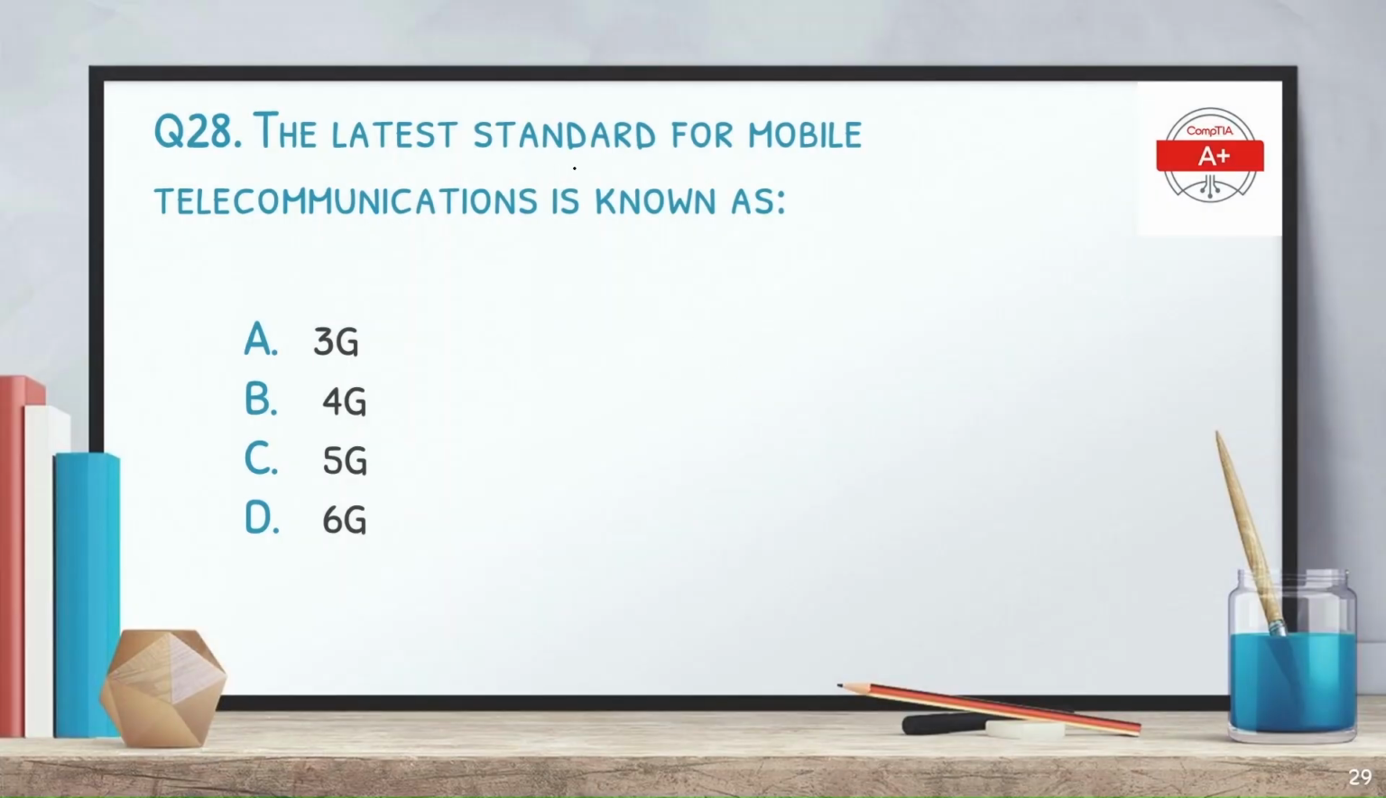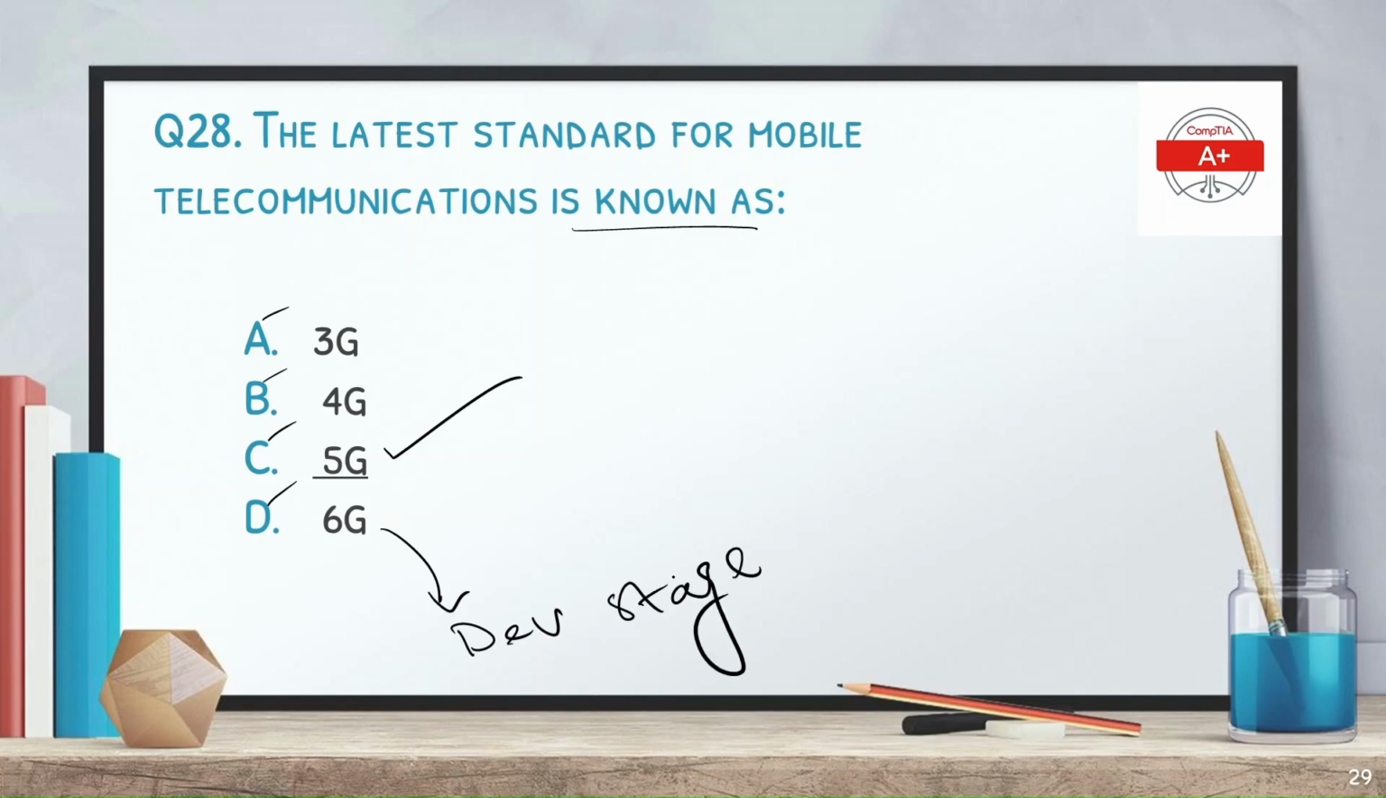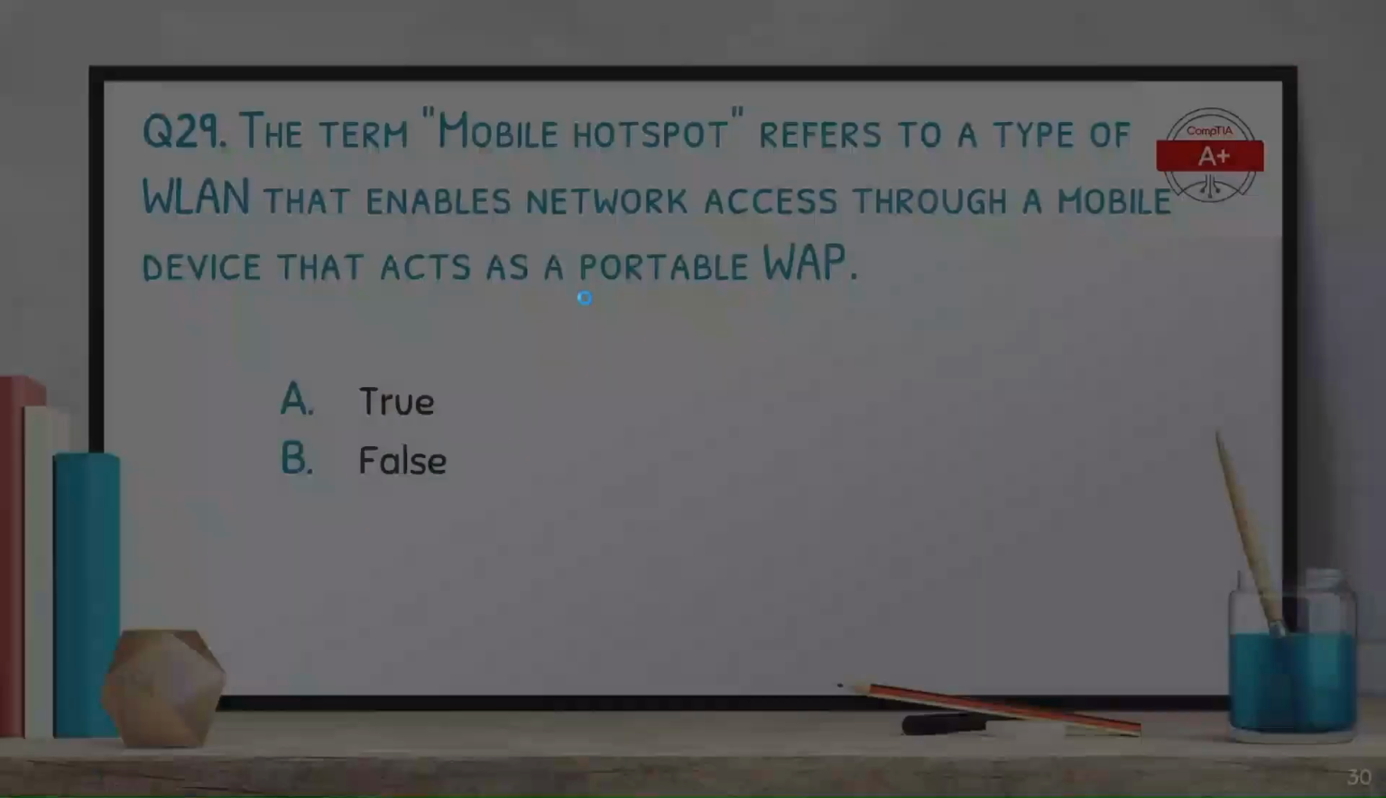Question number 28 is that the latest standard for mobile telecommunication is known as, options are A, 3G, B, 4G, C, 5G, and D, 6G. The correct option is the 5G is the latest standard, while the 6G is in the development stage. So soon, in a year or two, we will be having the 6G as well. While currently in 2024, at the time of recording of this video, the latest standard is basically the 5G.